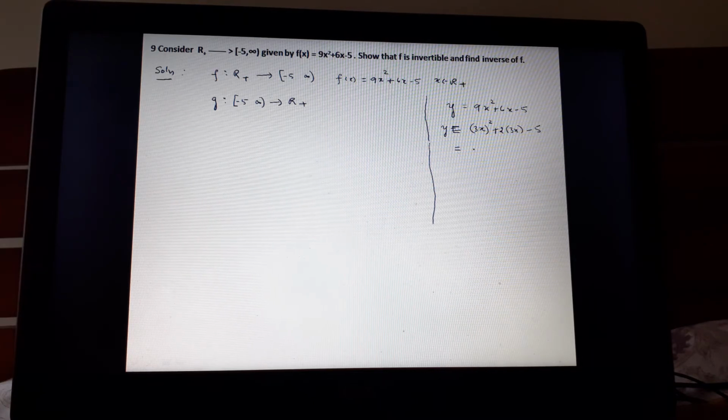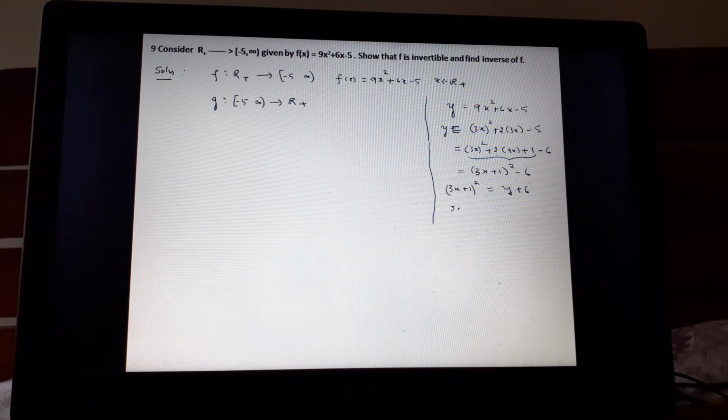So to make it perfect square, what I have to do is (3x) whole square plus 2 into 3x plus 1. Then since I am adding plus 1, I will make minus 6. See, look here, this is a perfect square. So this is (3x plus 1) the whole square minus 6, or (3x plus 1) whole square will be equal to y plus 6.